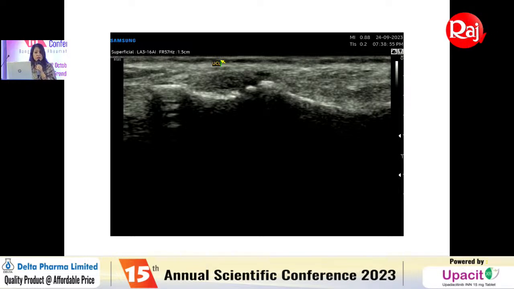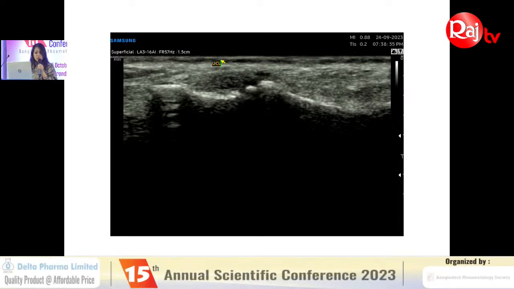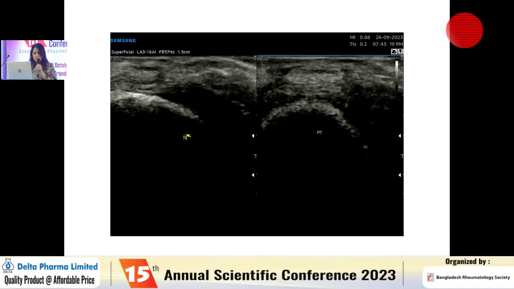You can see here the ulnar collateral ligament is thickened, irregular, and slightly inhomogeneous, indicating collateral ligament inflammation, which is common in psoriatic arthritis. And this slide is showing sagittal band thickening. I will always compare the normal and abnormal side. This will help you to find the findings. This will help you to evaluate the findings and for the diagnosis.